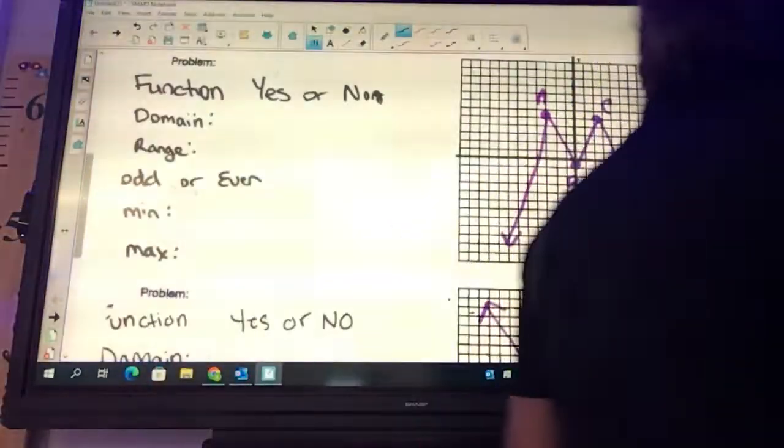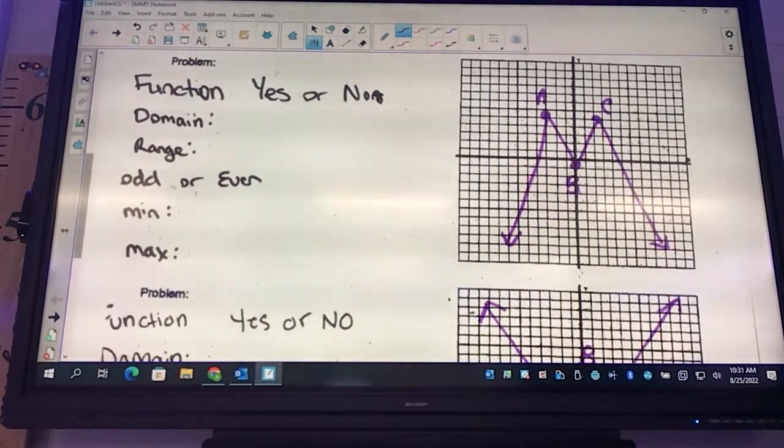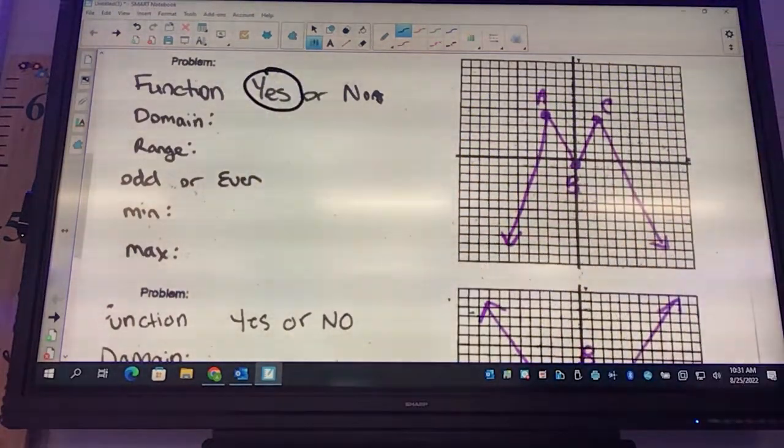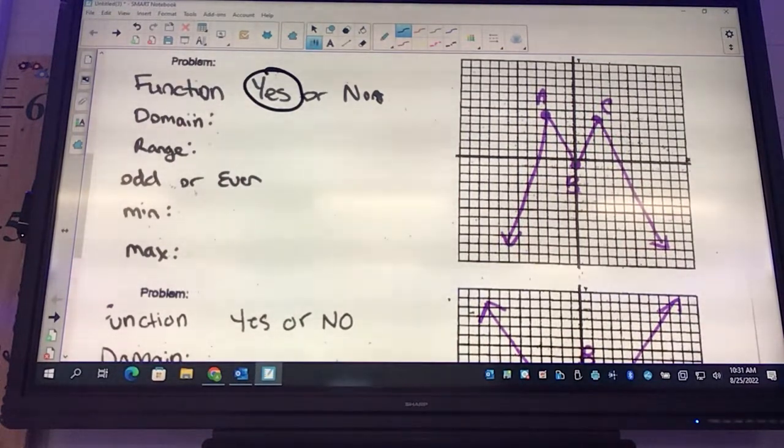Okay, is this a function, yes or no? Do your vertical line test. Okay, yes, it's a function. What's not a function? A circle, definitely. An oval, oval, square, triangle. Okay, anything that's like a closed shape. Like these are open, right? They don't make a full shape. Anything that's like a closed shape is definitely not going to be a function.